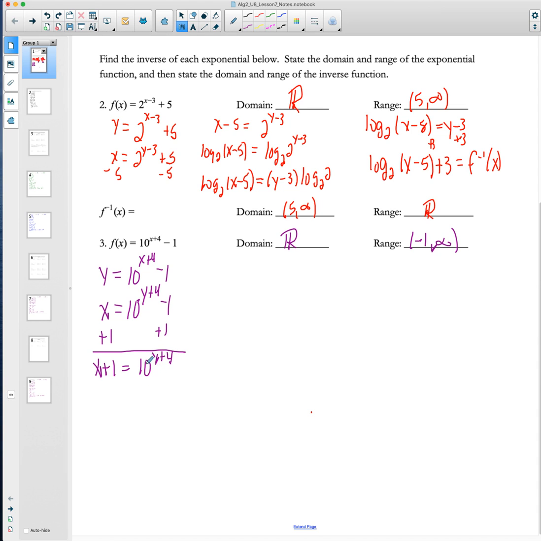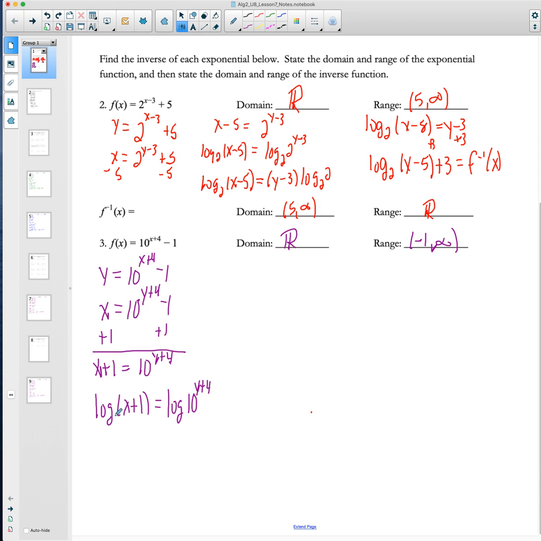And now, once again, this is where we have to do the inverse operation. So I'm going to have to take log base 10 of both sides. Now, remember, log base 10 is just log. So I'm just going to take the log of both sides here. So log of x plus 1 equals the log of 10 to the y plus 4.